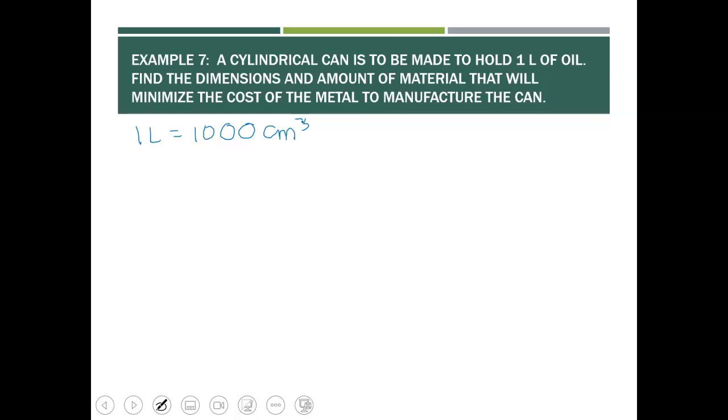So a cylindrical can is made to hold 1 liter of oil. Find the dimensions that will minimize the cost of the metal to manufacture it.